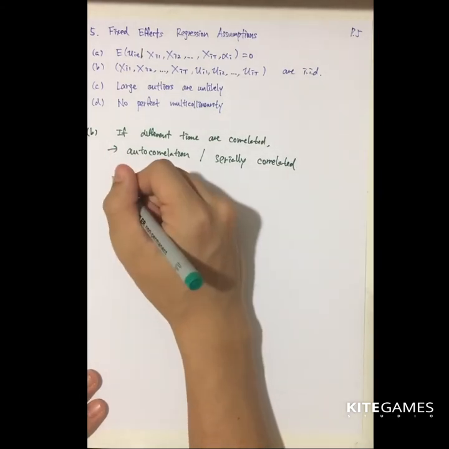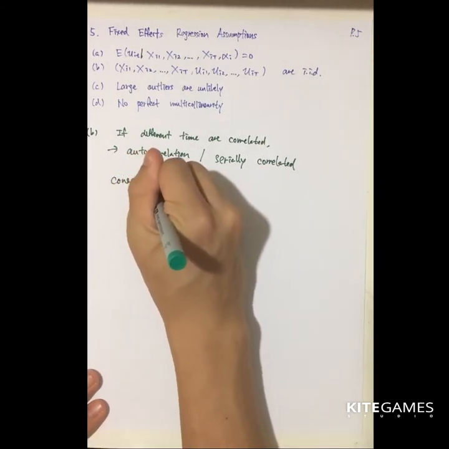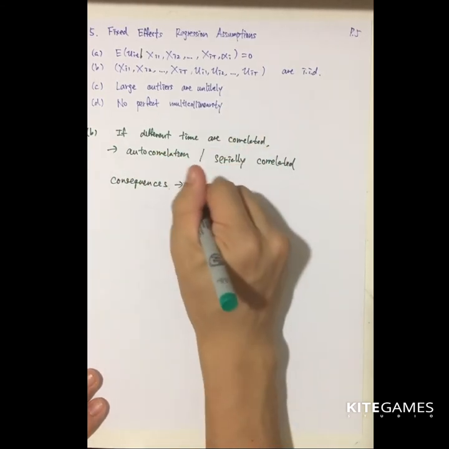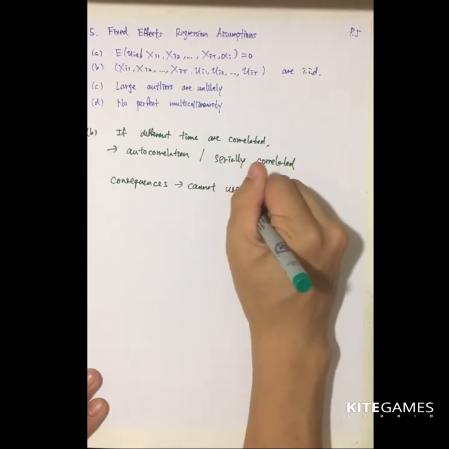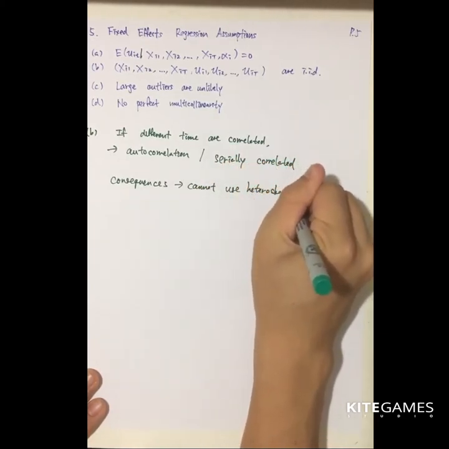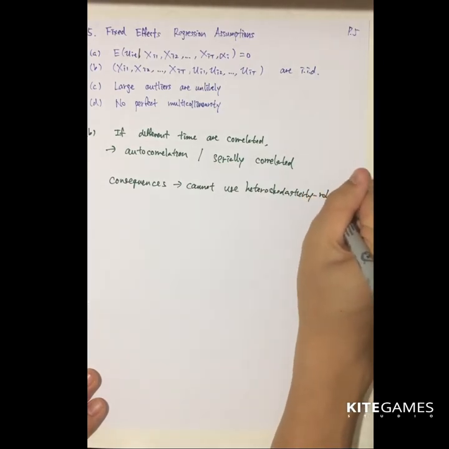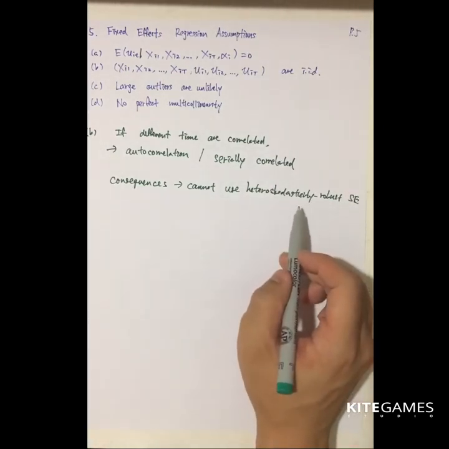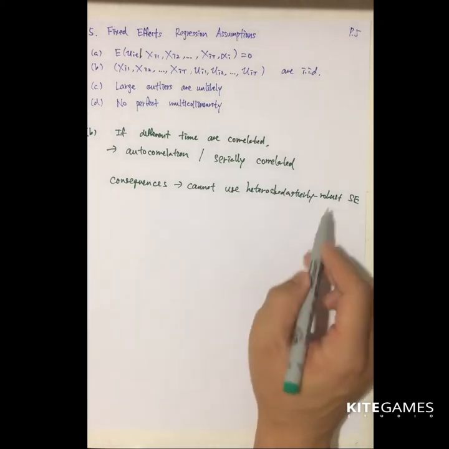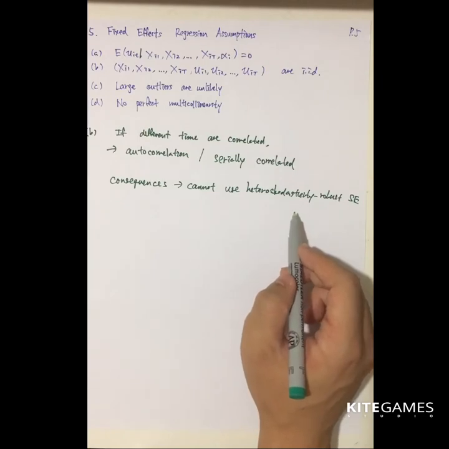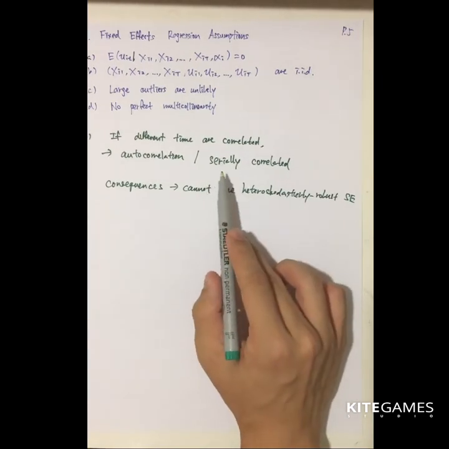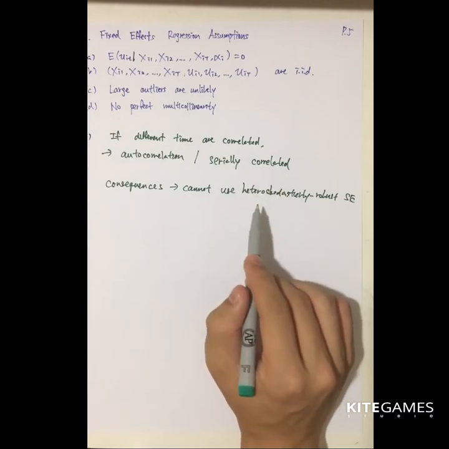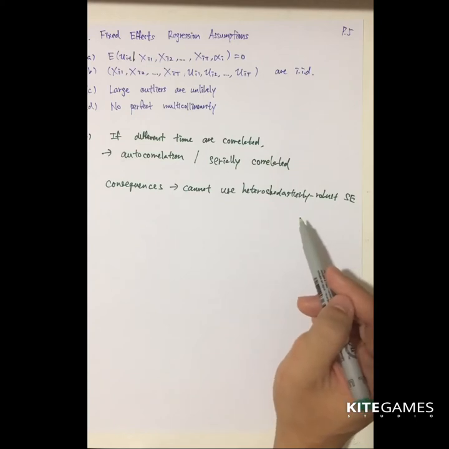So what is the consequence? The consequence is that if the assumption is violated, we cannot use the heteroskedasticity robust standard error. So in multiple regressions, no matter whether the variances are homoskedastic or heteroskedastic, we can always use this to solve the heteroskedasticity problem. But in panel data, if they are serially correlated, we cannot use the heteroskedasticity robust standard error to solve the problems. So this is similar to multiple regressions. If the variance is not constant, you cannot use the homoskedasticity-only standard error.